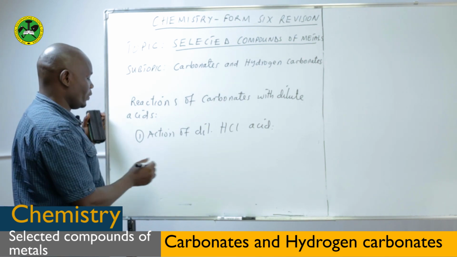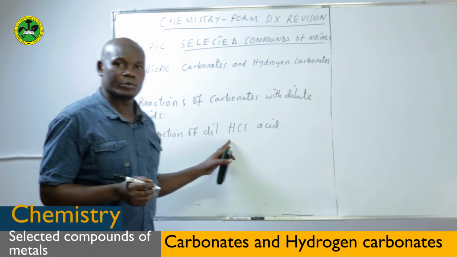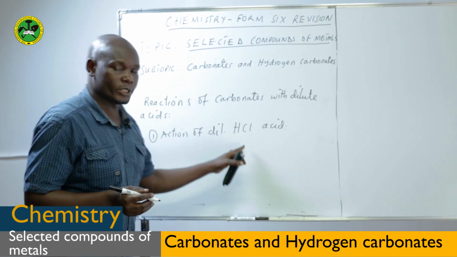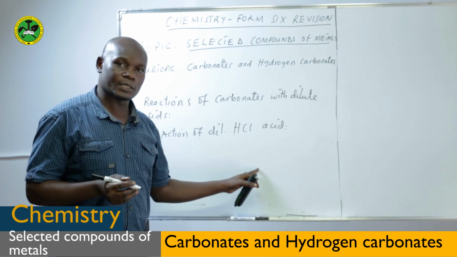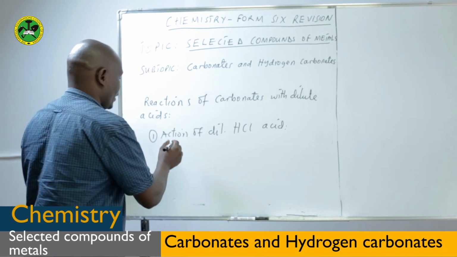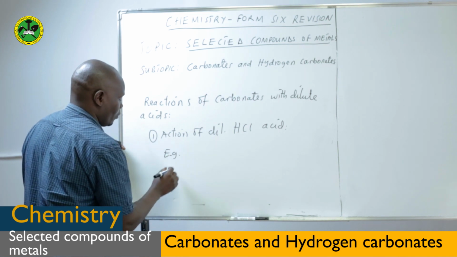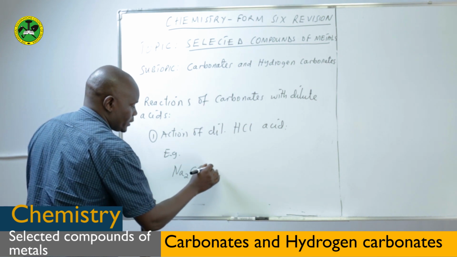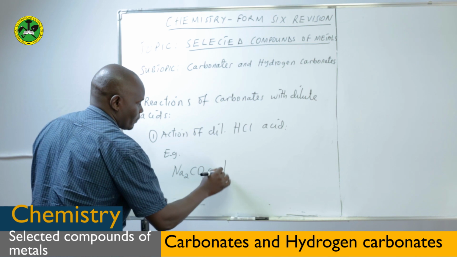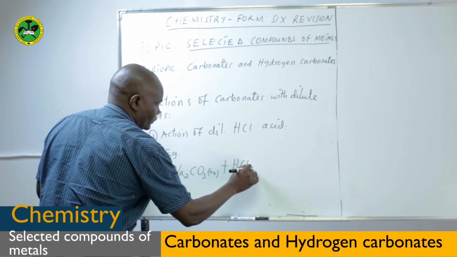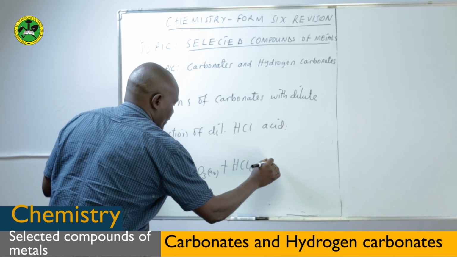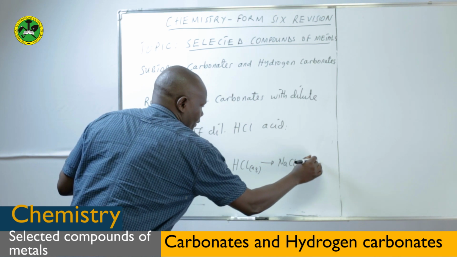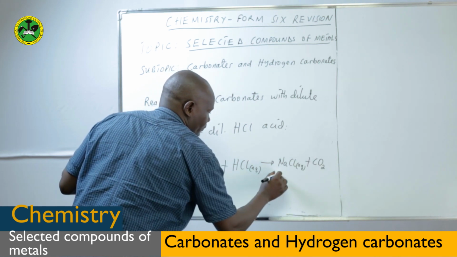Here, all carbonates react with dilute hydrochloric acid, resulting in the formation of a solution of their chlorides, carbon dioxide, and water. So taking an example of sodium carbonate, when treated with hydrochloric acid, the resulting product will be sodium chloride plus carbon dioxide and then plus water.